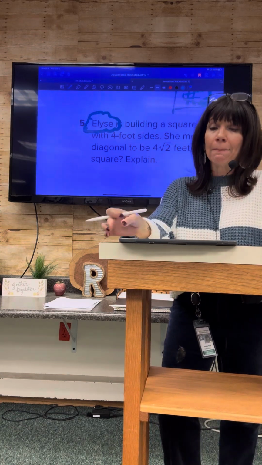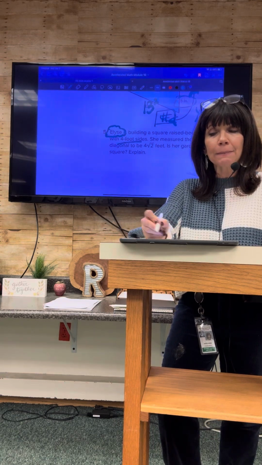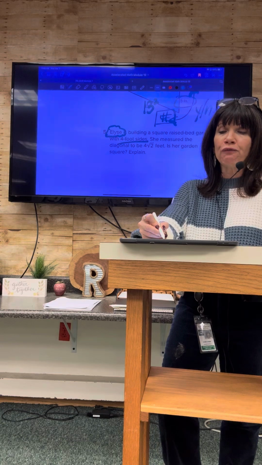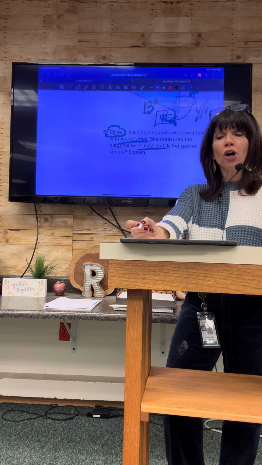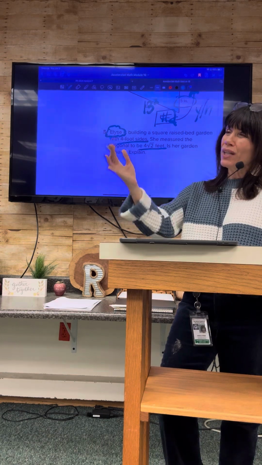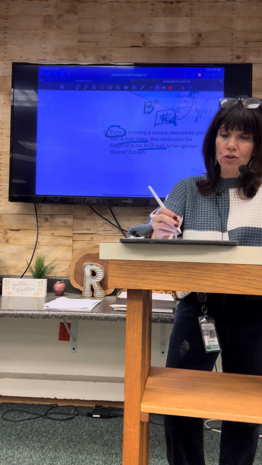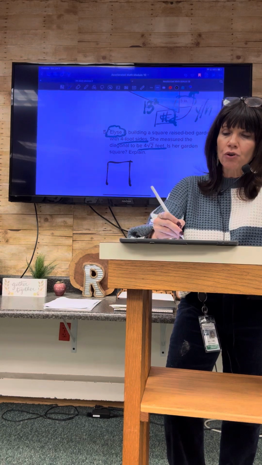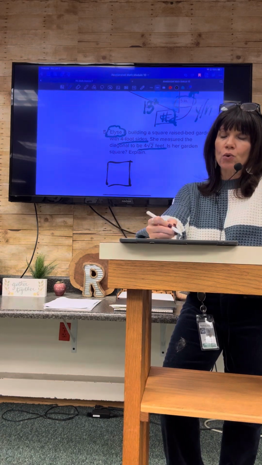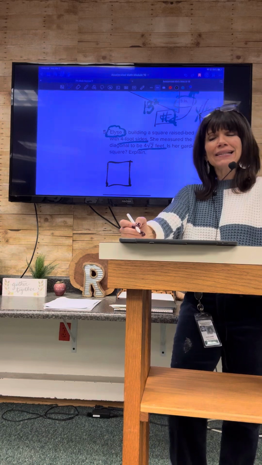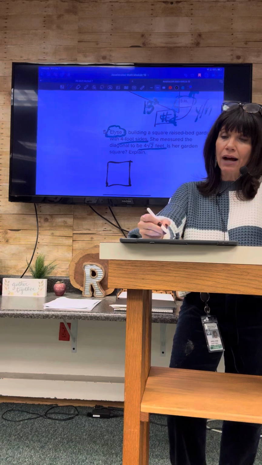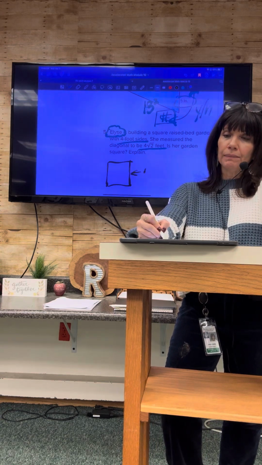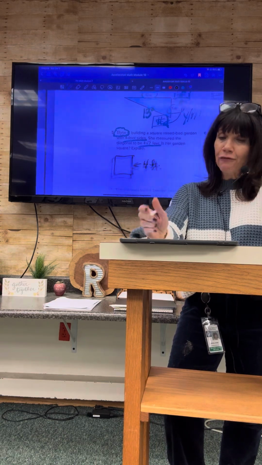Okay, Elise is building a square raised bed garden with 4-foot sides. She measured the diagonal to be 4 times the square root of 2 feet. Is her garden square? So let's begin, class, by actually drawing a square. Just quickly sketch a scene. Draw a square. This is representing the square raised bed garden. And then it says she has 4-foot sides. So how long is this side? 4. How long is every single side?